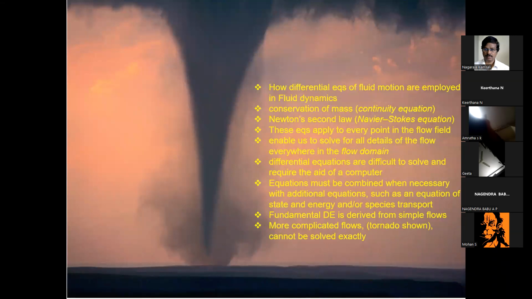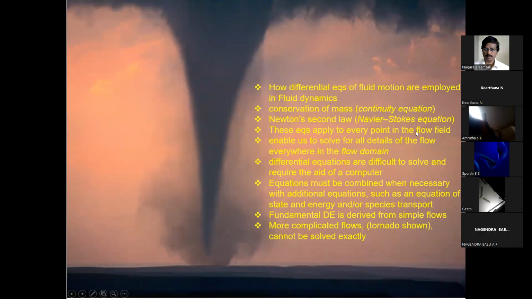Those equations are of great importance in fluid dynamics. These equations, the Navier equations, apply to every point in the flow field. Flow field means either here or here, wherever you go, left, right, top, bottom, not just for big systems like this. Wherever you go with fluid dynamics, it should be dealt with by them. This enables us to solve for all details of the flow everywhere in the fluid domain.